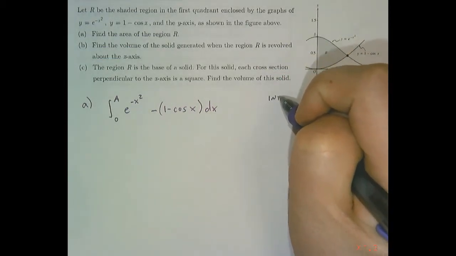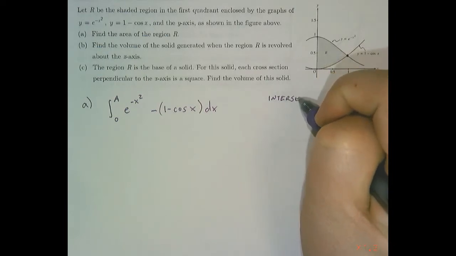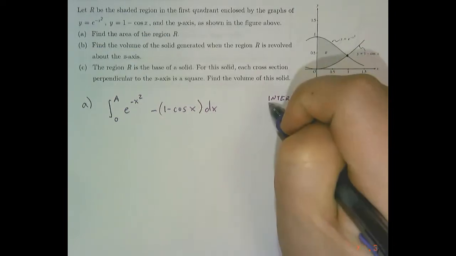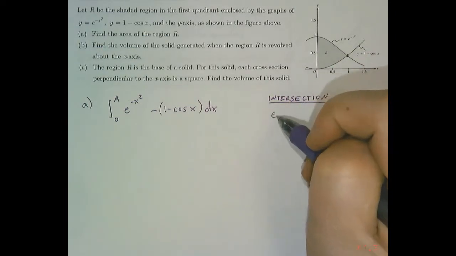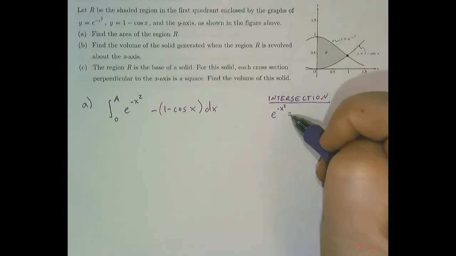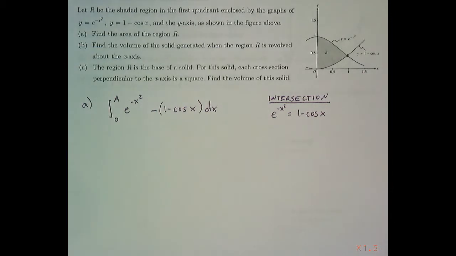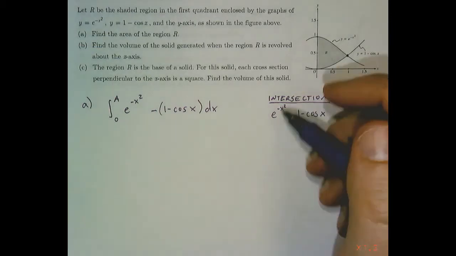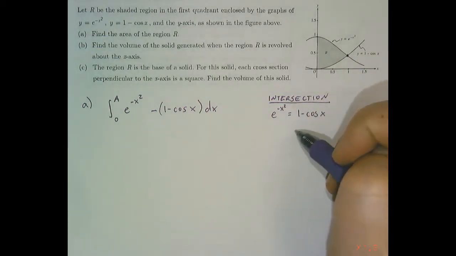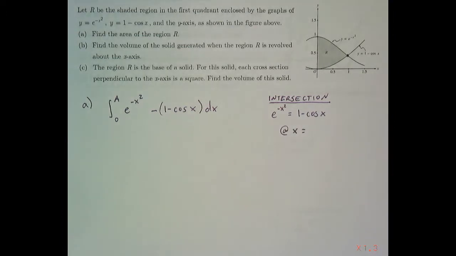So we need to find the location of the intersection. And so what we're going to do is set one equation equal to the other equation and rely on our calculator to find these values. So the intersection is at x equals, and we're going to turn to our calculator. So let's grab our calculators and find this piece of information.